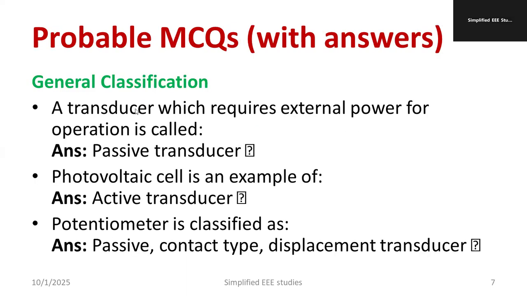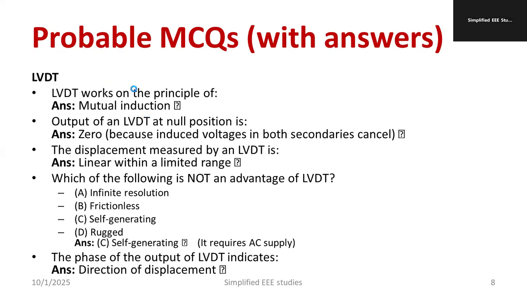General classification. From the general classification, we have the following questions. Transducer which requires external power for operation is called a passive transducer. So remember this. Transducer which does not require external power for operation is an active transducer. Photovoltaic cell is an example of dash. It is an active transducer. Potentiometer is classified as a passive contact type displacement transducer. Like this, please prepare and make a note.